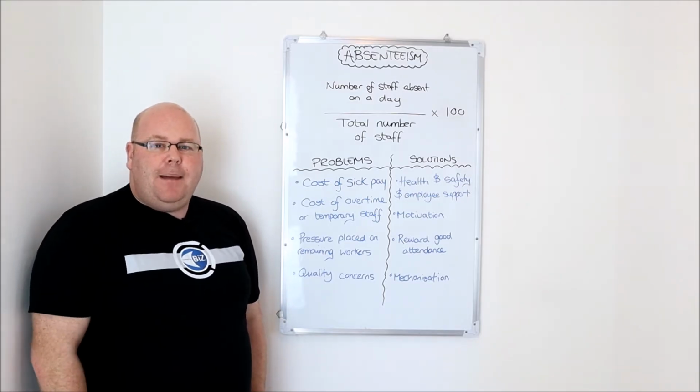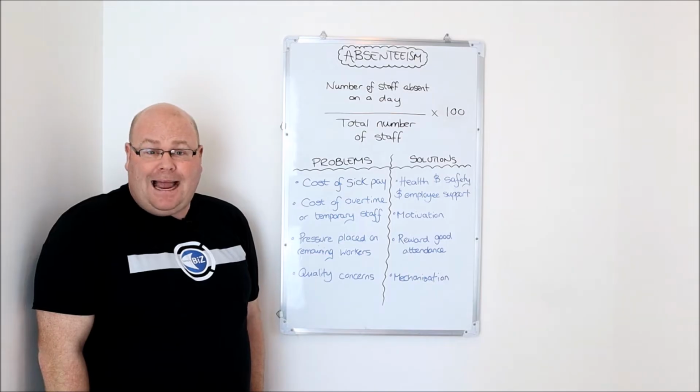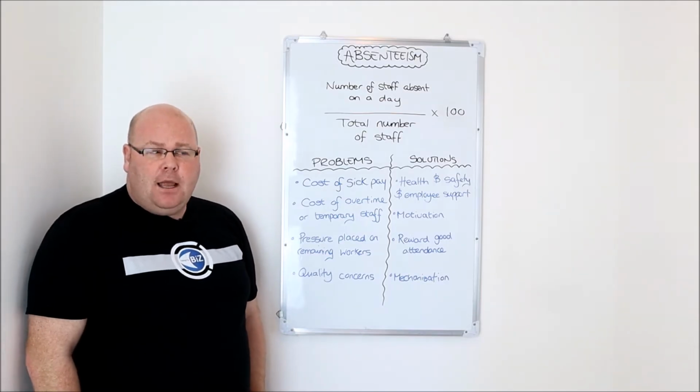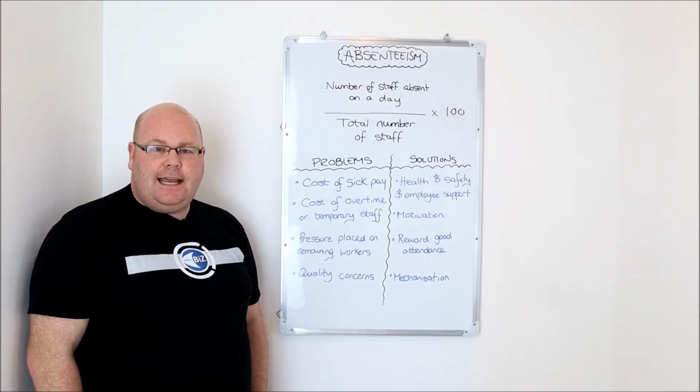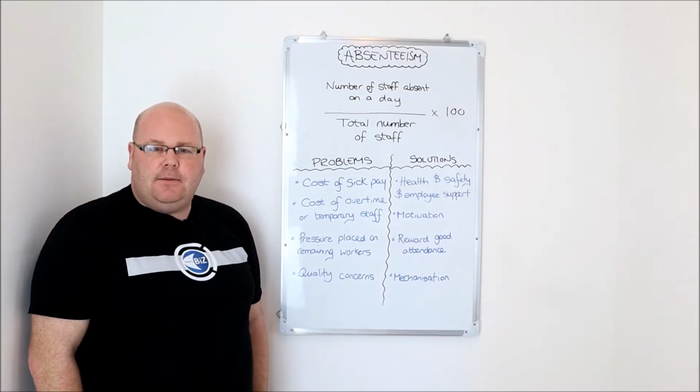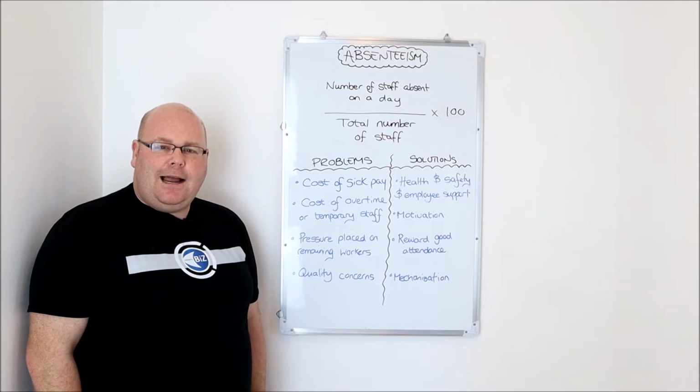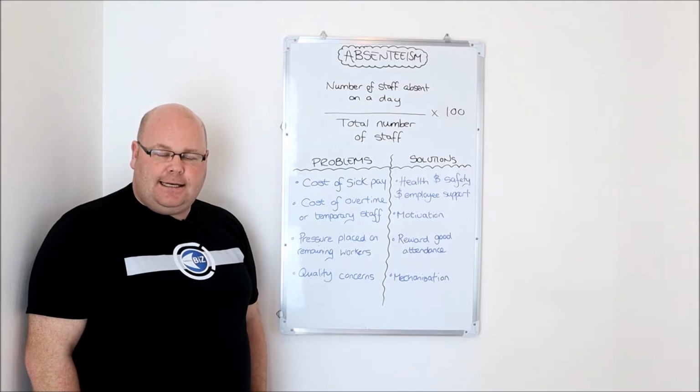When we measure the number of employees that might be absent on a particular day, divide that figure by the total number of employees in the organisation and times it by 100, it allows the business to examine the percentage of their workforce that are absent on a particular day.